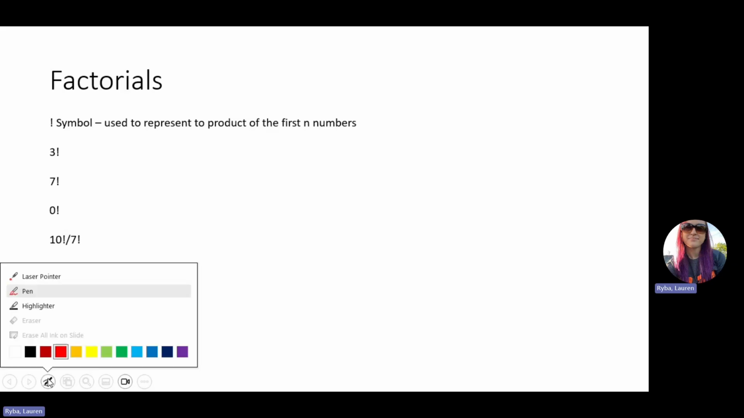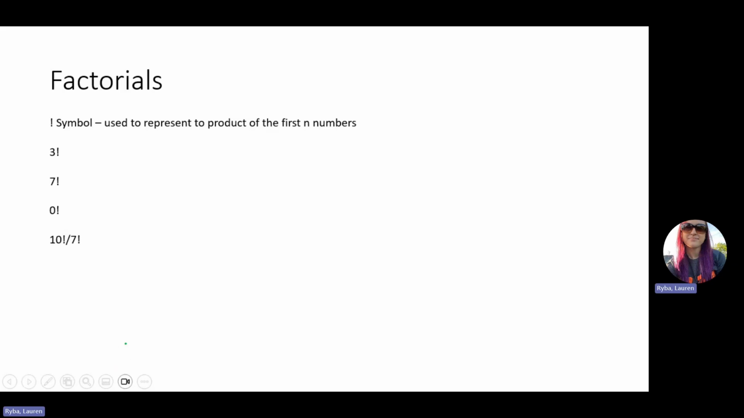All right, so the last thing we're going to cover in this chapter is factorials, permutations, and combinations. If you took statistics before, this should all be very familiar to you. It shouldn't be anything too difficult. A factorial is the exclamation point, and it is used to represent the product of the first so many numbers. There's always going to be a number in front of the exclamation point, and that tells me my starting point and what numbers I'm going to multiply from there.